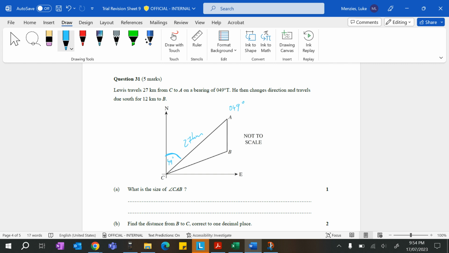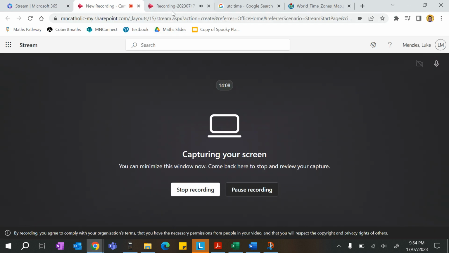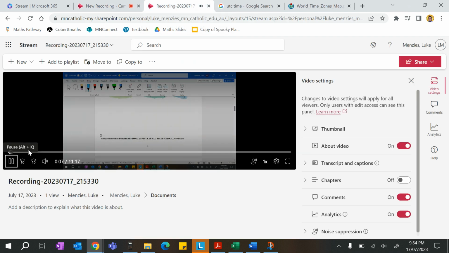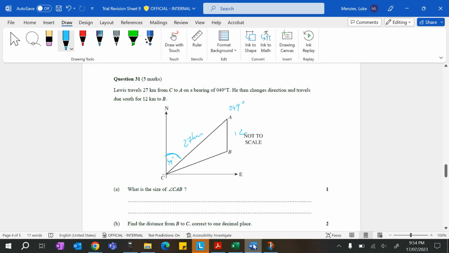He then travels due south for 12 kilometers. Oops. Sorry, I was just trying to avoid doing that. That's probably really bad. I should start again. But nope, we're going to keep going.